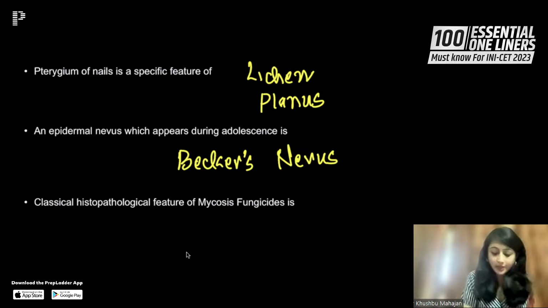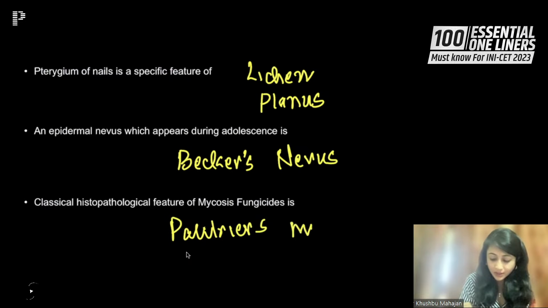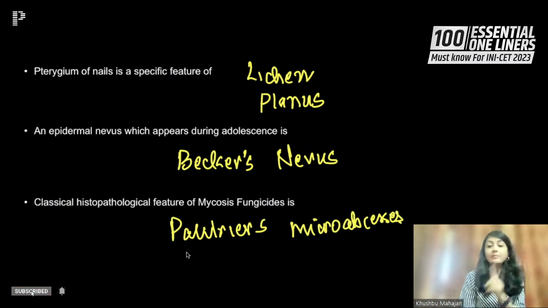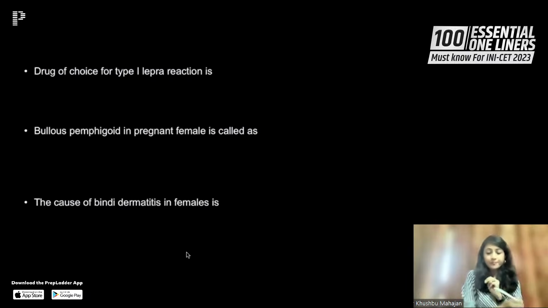You all have already answered this. Yes, it is Pautrier's microabscesses. Pautrier's microabscesses is the classical feature. So quickly revising, papillary microabscesses in dermatitis herpetiformis, Pautrier's microabscesses in mycosis fungoides. Where do you see eosinophilic microabscesses? You can see it in bullous pemphigoid or pemphigus vegetans.